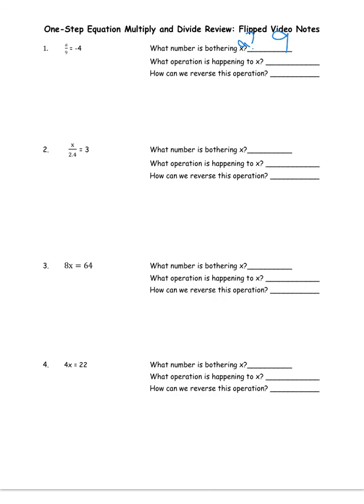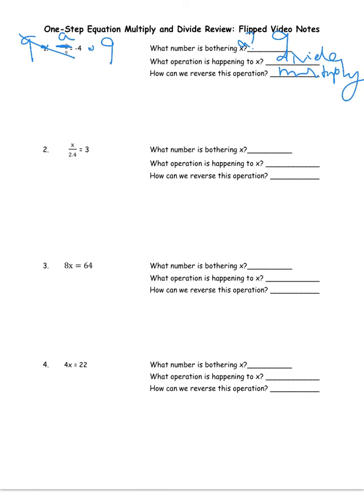9 is kind of like attached down there. What operation is that? Well, this symbol right here, this kind of like division symbol, or fraction symbol, is actually divide. So right now we currently have divide. And how would I reverse this? I would multiply. So I'm going to multiply this side by 9. And I'm going to multiply this side by 9.